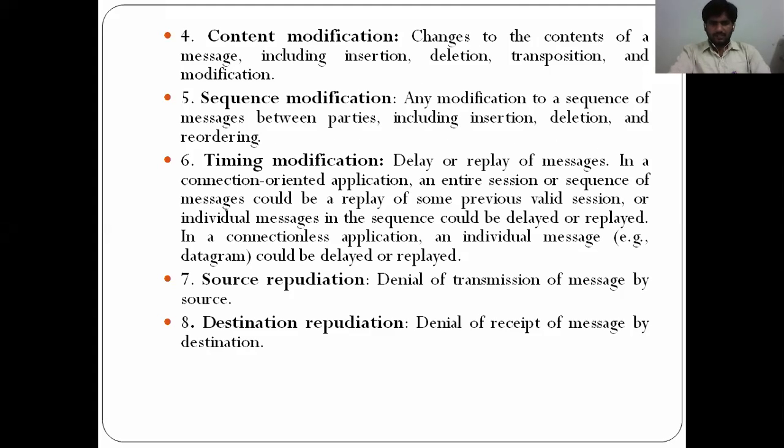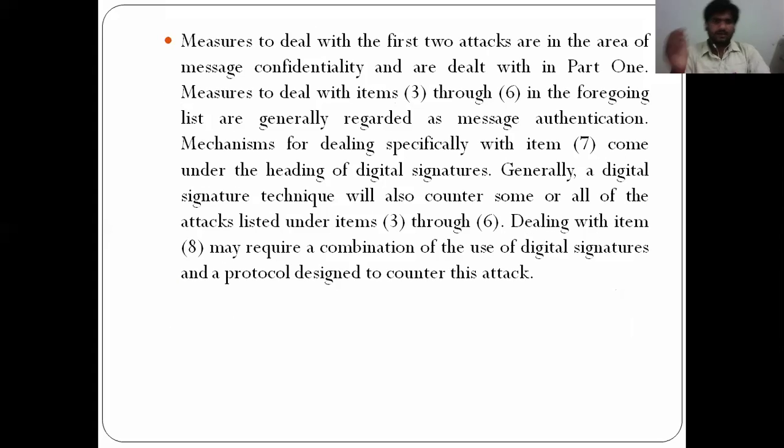So these are the simple message authentication requirements. Where are authentications needed? These are the places where message authentications are needed. So the measures to deal with the first two attacks. Everything we can call an attack. Attacks are in the area of message confidentiality. Confidentiality, integrity, authentication: these three are the triangle of security, if you remember from unit one.